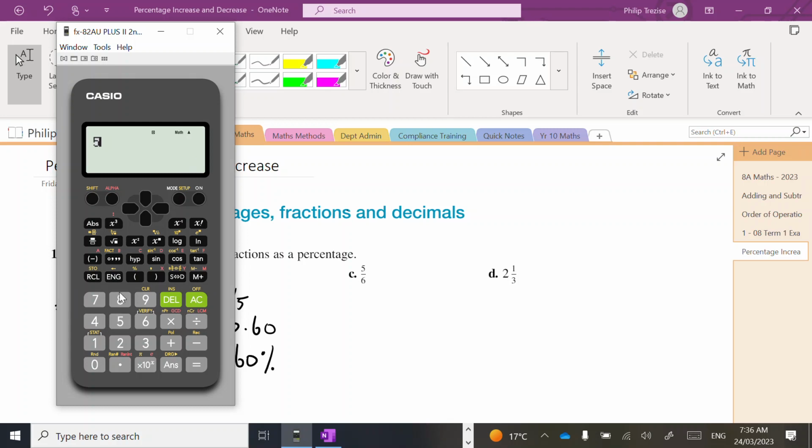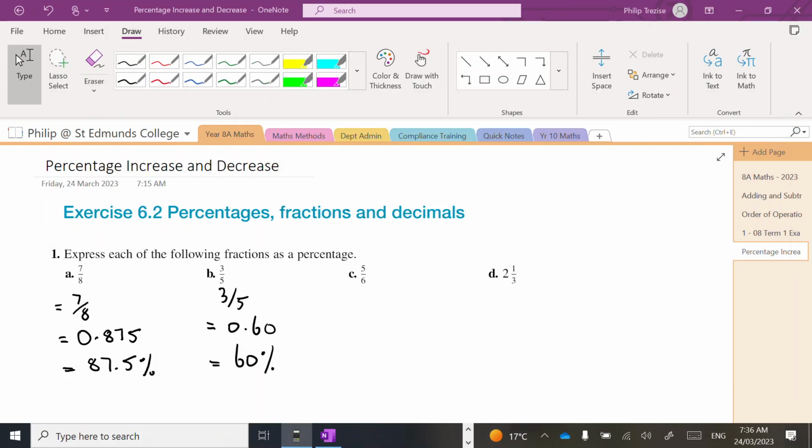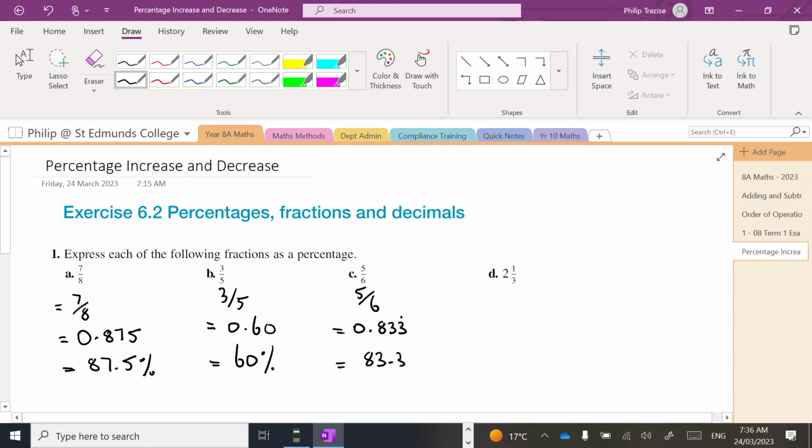Next one, 5 over 6 as a decimal, 0.833 recurring. 5 over 6 as a decimal, 8, 3, and the 3 is recurring. Move the decimal 2 places, 83.3 with the recurring dot percent.